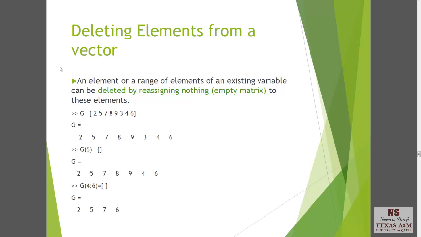How to delete elements from a vector. We have a vector here and we want to delete the element in the 6th position. So we address it as G of 6 and you assign it to an empty matrix. Now if you want to delete a set of elements, you define it using addressing. So G of 4 to 6. From the 4th position to the 6th position, all the elements will be deleted. That is, in position 4 we have 8, in 5 we have 9, and in 6 we have 4. So all these 3 elements will be deleted and you have a new vector G.